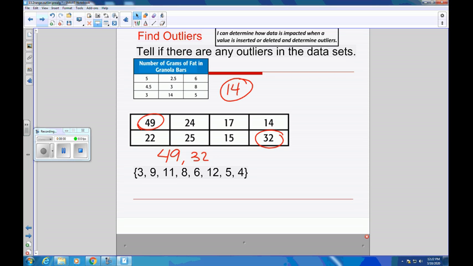And then in this data, we have 3, 9, 11, 8, 6, 12, 5, and 4. There are no outliers here, right? All of our numbers are pretty close together. There's none that really stand out.